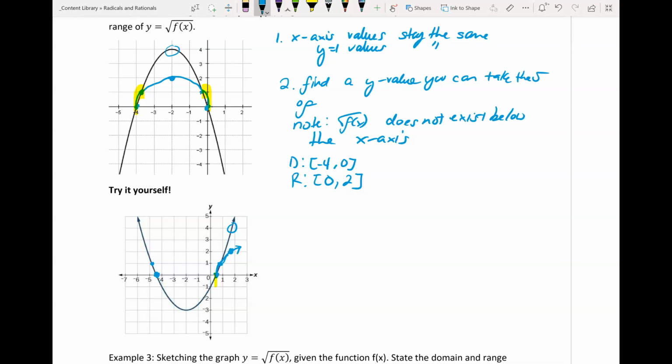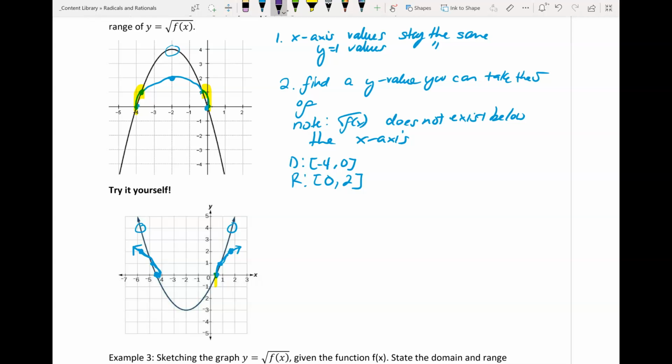Then you do the same thing for the other side. So if you take a look at this point of y equals 4, we can take the square root of that, and that's going to be 2. And we're going to keep the same x value. And we're going to do the same sort of thing. Connect our points and extend. So that is what your graph looks like.